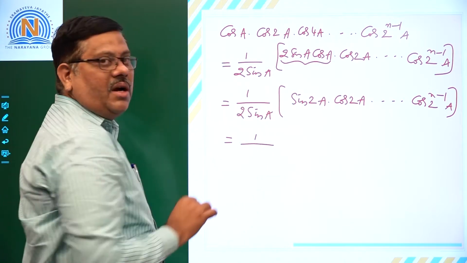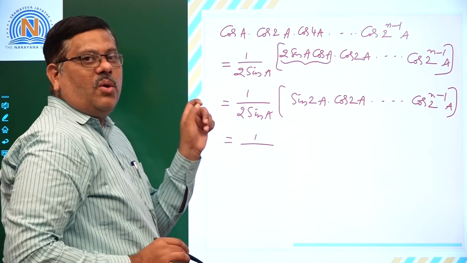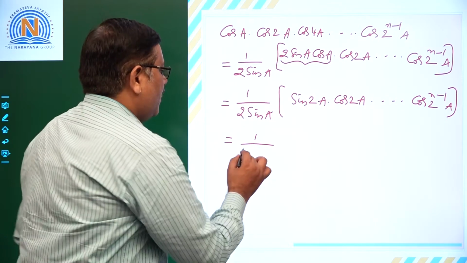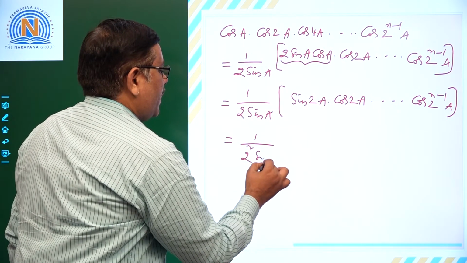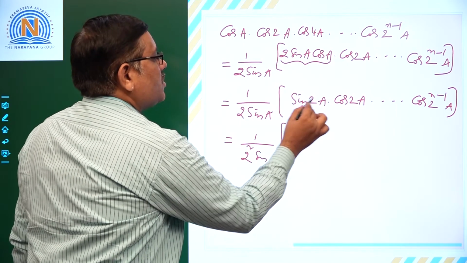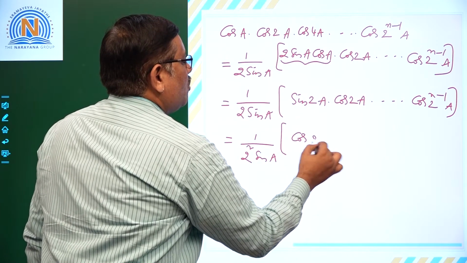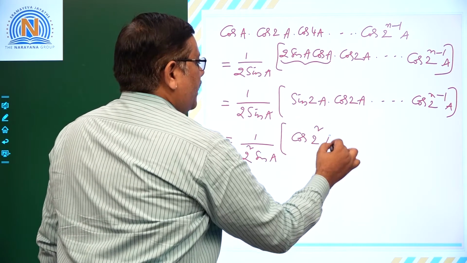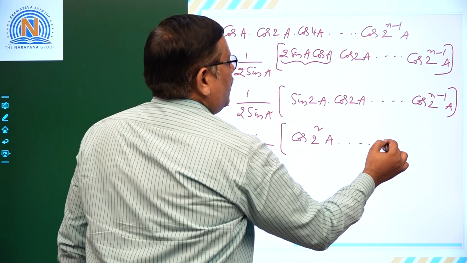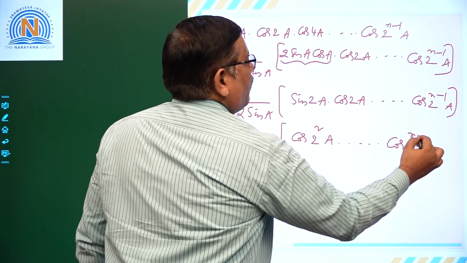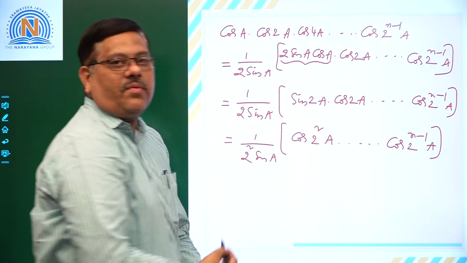So what is the next step? Let us multiply and divide with 2 now. No need of sin A now. Only 2 you have to multiply and divide with. Then what do you have? 2 square into sin A into 2 sin 2A cos 2A is cos 2 square A, that is cos 4A into so on into cos 2 power n minus 1 times of A. This is what we have.